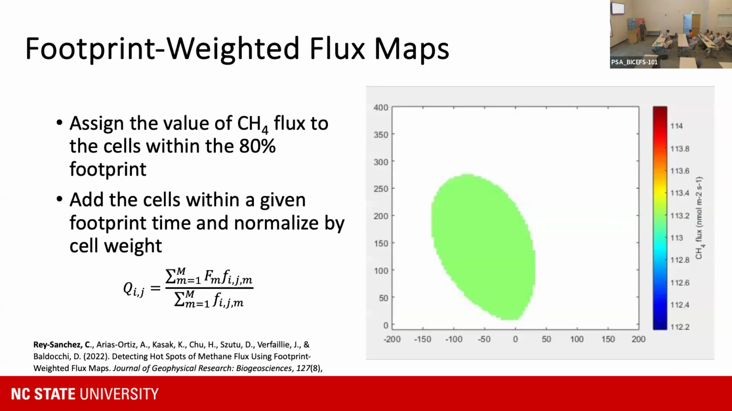Now, what our lab did, building on the footprint concept, was this idea of footprint weighted flux maps, where we're trying to better understand the spatial heterogeneity of fluxes around a flux tower. So what we do is a basic superposition of different footprints, and we are assigning the value of the methane flux to those cells within the 80% footprint.